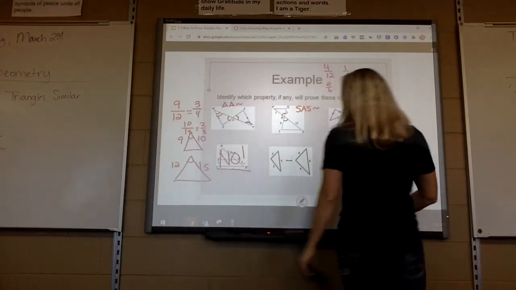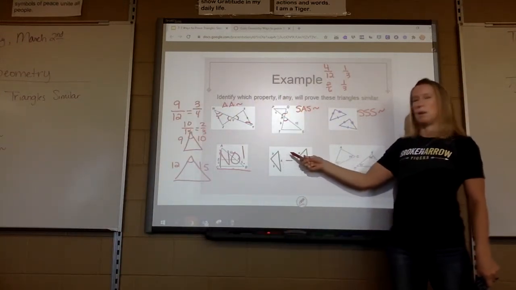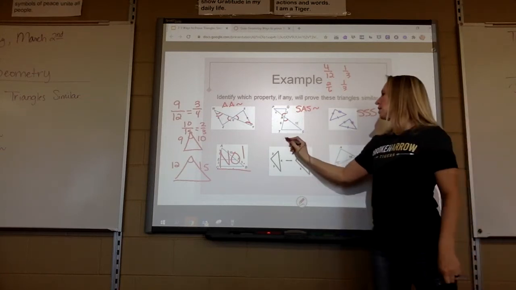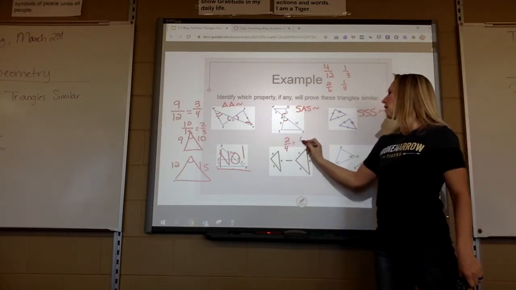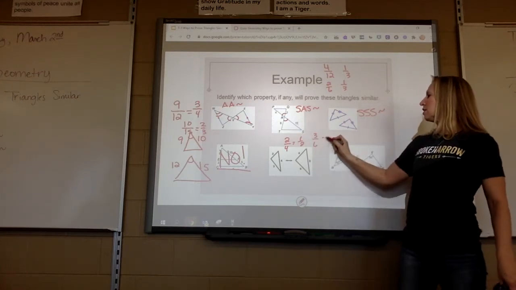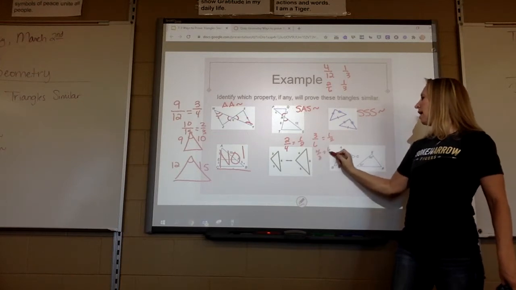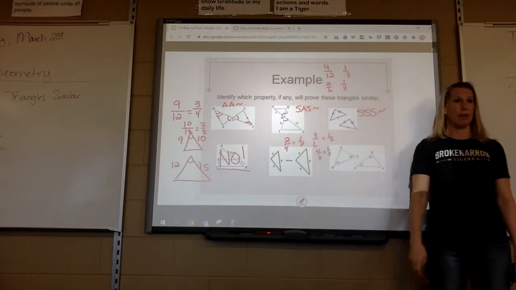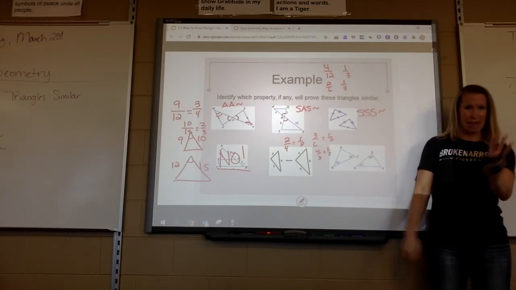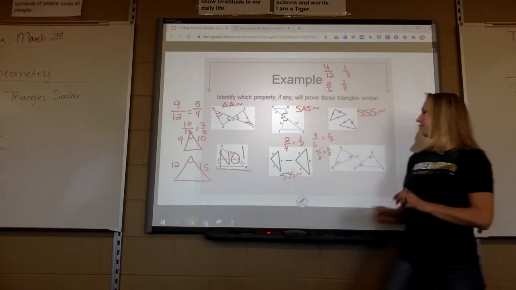Okay, let's look at this one. Let's match our corresponding parts. So 2 would correspond with 4, so what's that reduced to? 1/2. 3 corresponds with 6, 1/2. 4 corresponds with 8, 1/2. Since they're all the same and there are 3 sides, why would those be similar? Side, side, side.